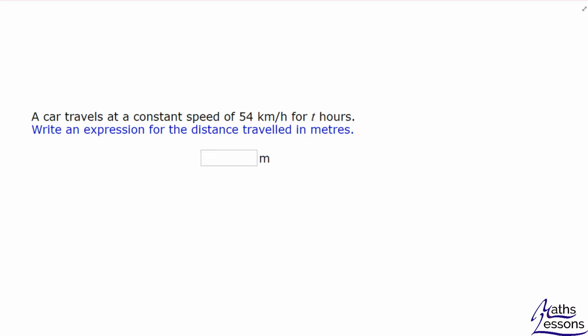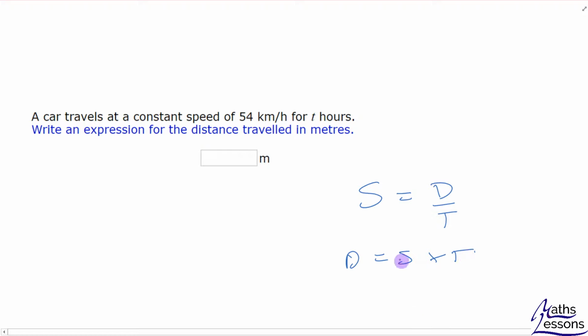So we can see that again, if you can't remember the formula, speed is equal to the distance over the time. That's a speed, and that's equal to a distance over time in t hours. So we have to work out the distance traveled in meters. The distance will equal the speed times the time. Now we're at 54 kilometers per hour for t hours, and we're doing it in meters. So 54 kilometers per hour will be the same as 54,000 meters per hour, and we're doing it for t hours, so times by t. So that's 54,000t.